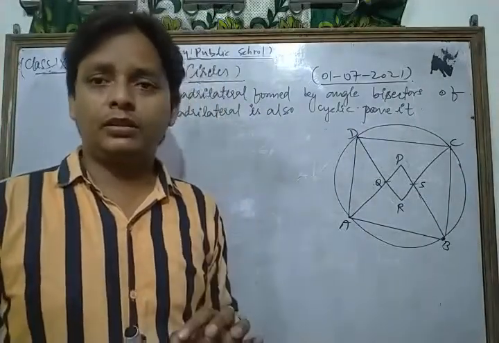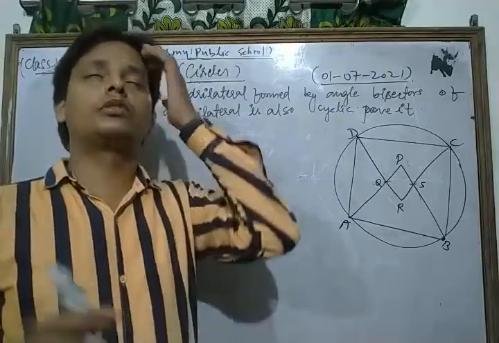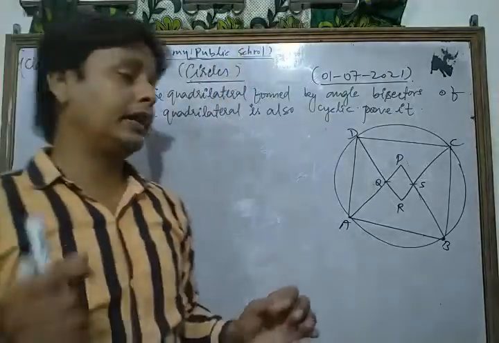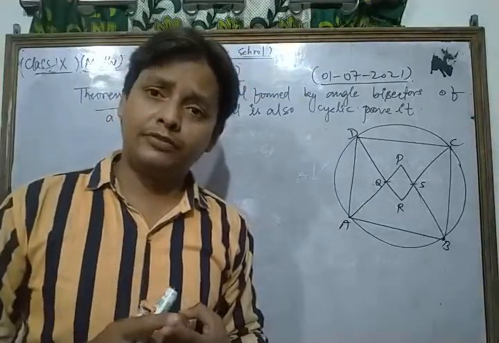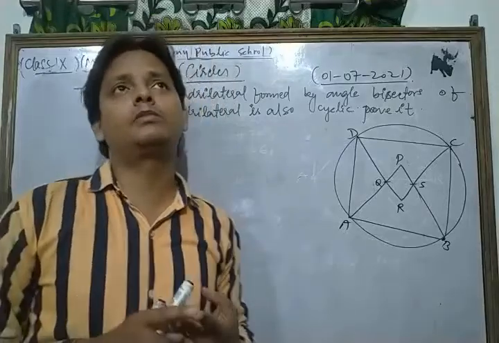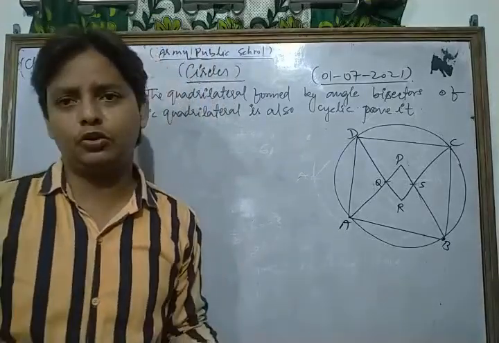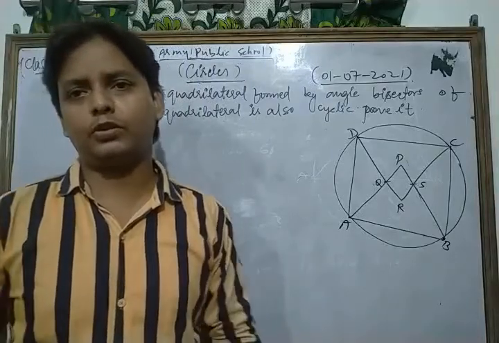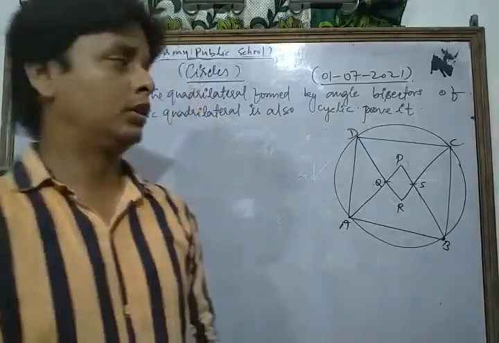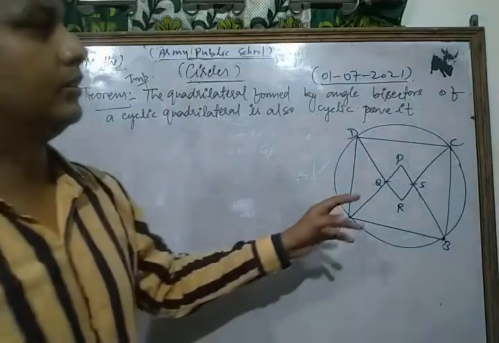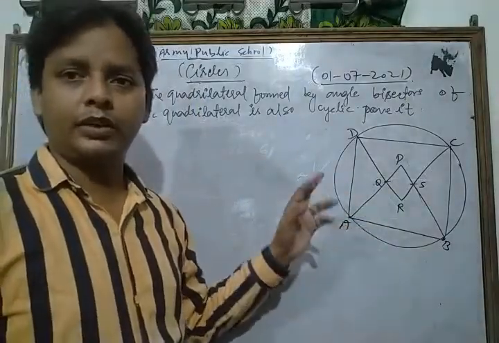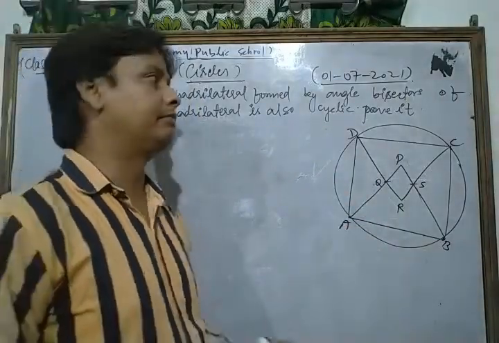For a cyclic quadrilateral, what do we do, dear students? If we have to show that the sum of opposite angles of the quadrilateral is 180 degrees, then it is said to be cyclic. This is the concept of a cyclic quadrilateral. So dear students, we can prove this theorem by the same method.